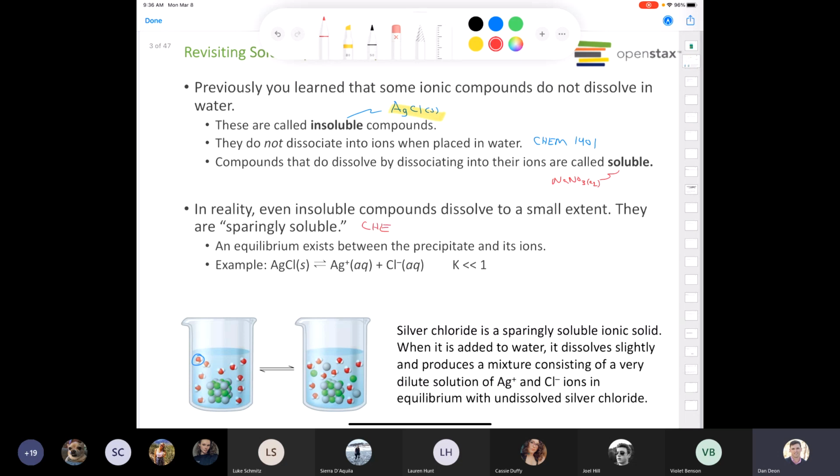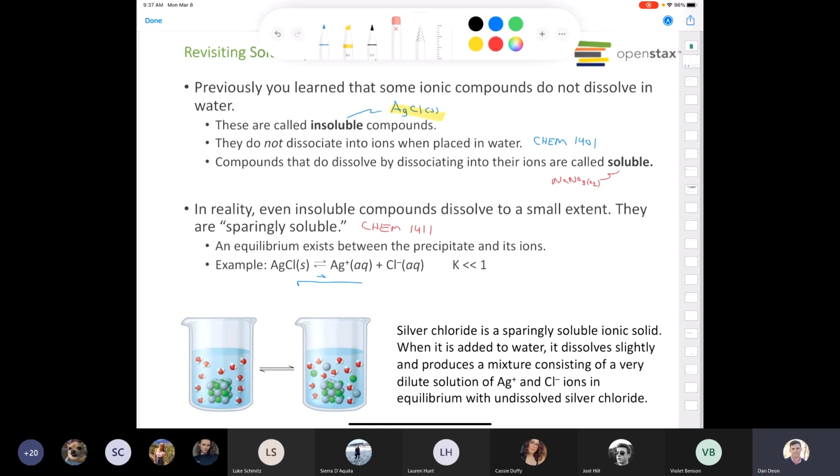So this is what we're going to talk about in this class. An equilibrium does exist between the solid, or what we can call a precipitate, the solid silver chloride, and the silver and chloride ions. This equilibrium expression that is represented here says that the K is a lot less than 1. Now, why would that be? The reason is that the equilibrium only produces a small amount of silver and chloride ions, and most of it exists as silver chloride, which is a solid.